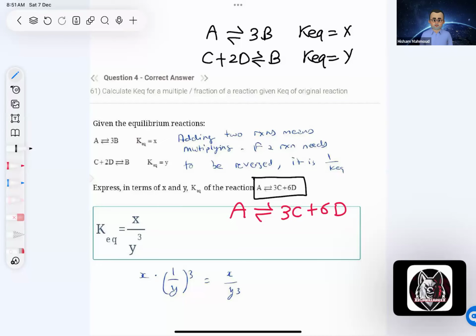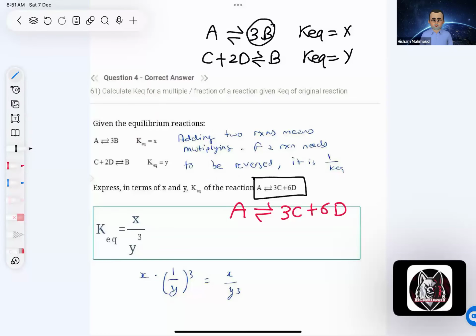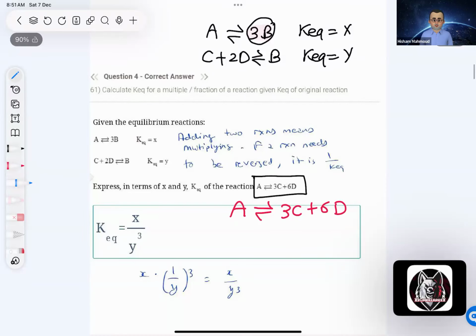Can I multiply this by 3? So in this equation, I will take out this B and put this one instead, but multiplied by 3. So I will take out this one, but this is 3B, so to make this one the same, what you will do is multiply it all by 3. So it will be 3C plus 6D to give me 3B.